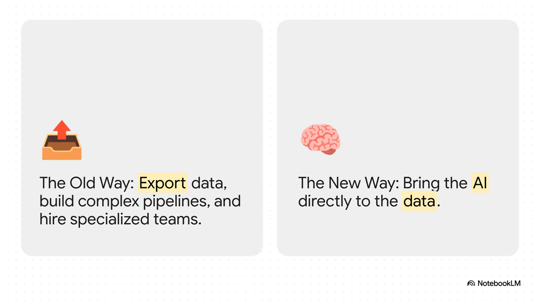You know, this whole project was really about a fundamental shift in strategy. The old way of doing this, which you see on the left, is just slow. It's expensive, you have to export all the data, build these complex processing pipelines, and then hand it all off to specialized teams. Our new way, it's so much simpler and way faster. We just bring the AI directly to the data, right where it already lives.